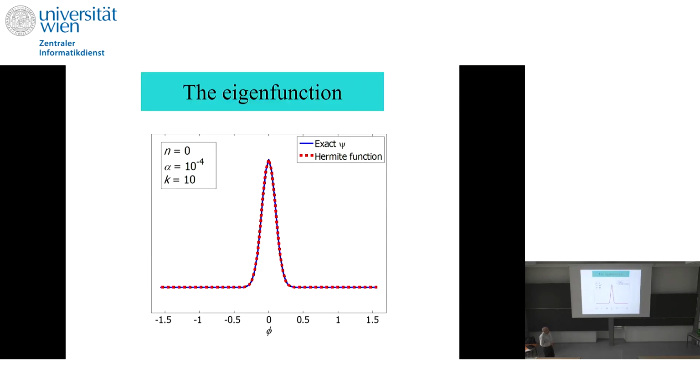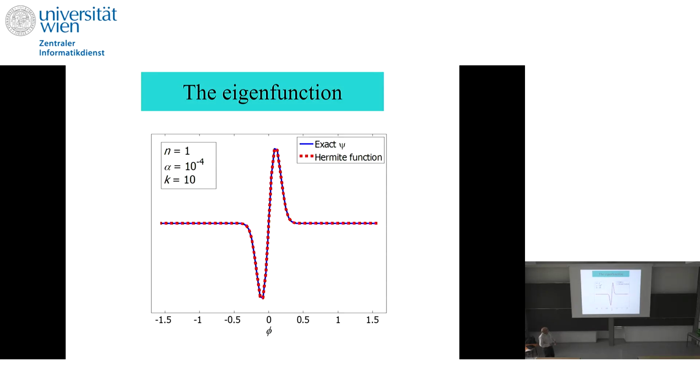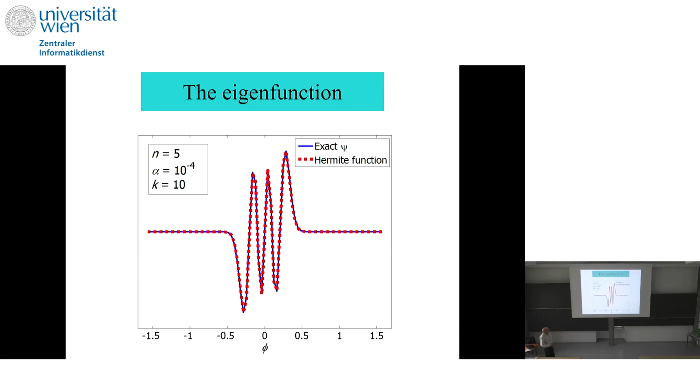If you look at the eigenfunctions, again, the same thing. The blue is the exact and the red is the Hermite function, and you see how well it is approximated by the Hermite solution. You go to n of 1, again perfect agreement. You go to n of 5, and you see again it agrees very well. Of course, you can go on and compute, but it's not going to last forever. So both the eigenfunctions and the eigenvalues are in excellent agreement with the numerical solutions.